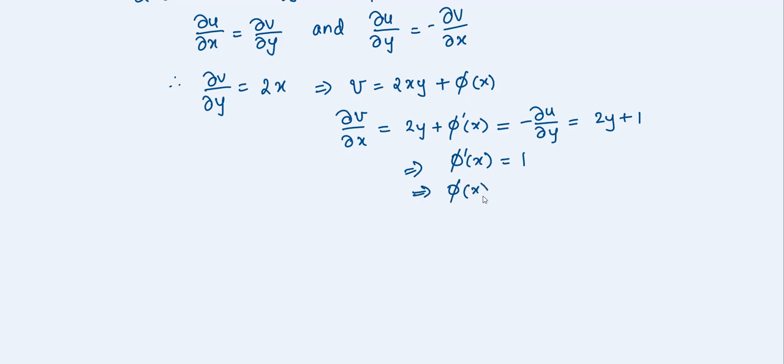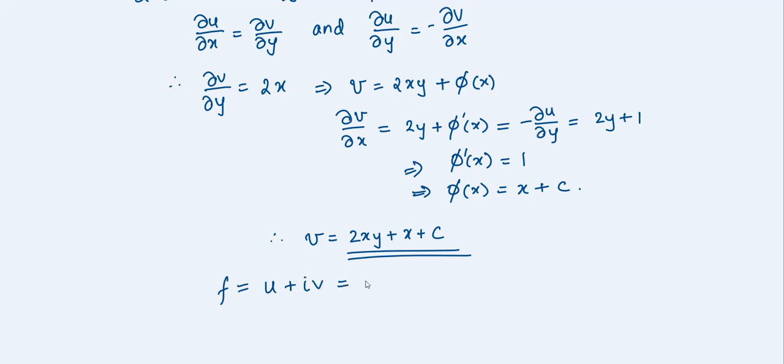So phi of x, integrating with respect to x, you will get x plus some constant c. Therefore, v will be 2xy plus x plus some constant c. Okay. So we have found the conjugate harmonic, and f, the analytic function, is u plus iv.